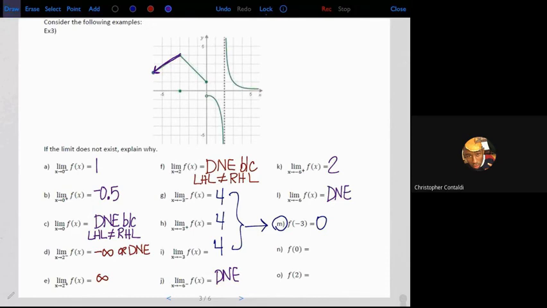N and O are asking for y values, not limits. So who could tell me f at 0? 1. F at 2? Yep, doesn't exist, or infinity.